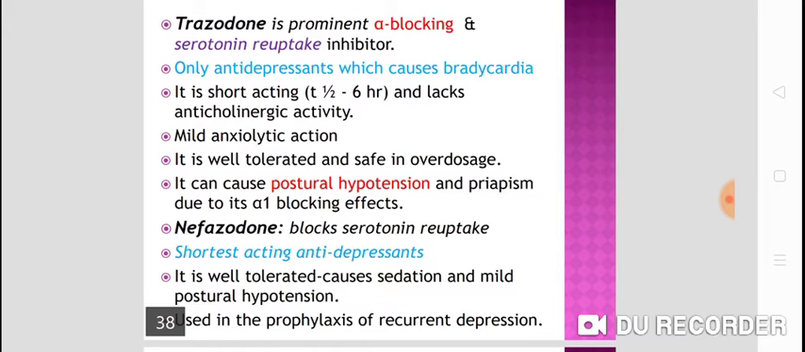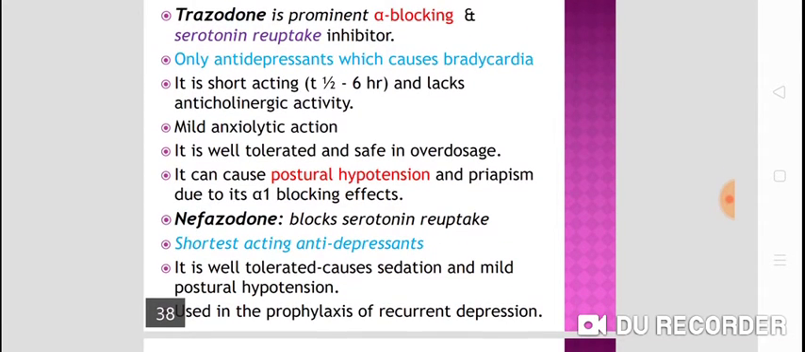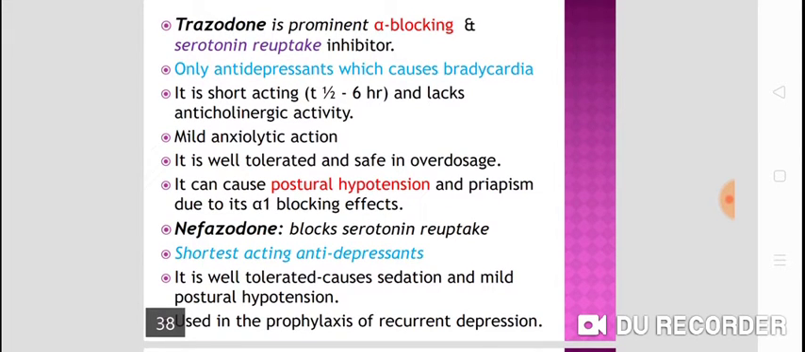Trazodone has a prominent alpha adrenergic blocking effect and is a serotonin reuptake inhibitor. The mechanism of action is slightly different, that's why trazodone is an atypical antidepressant. So trazodone has a prominent alpha blocking effect and serotonin reuptake inhibition. Trazodone is the only antidepressant which causes bradycardia. All other antidepressants cause tachycardia or reflex tachycardia.